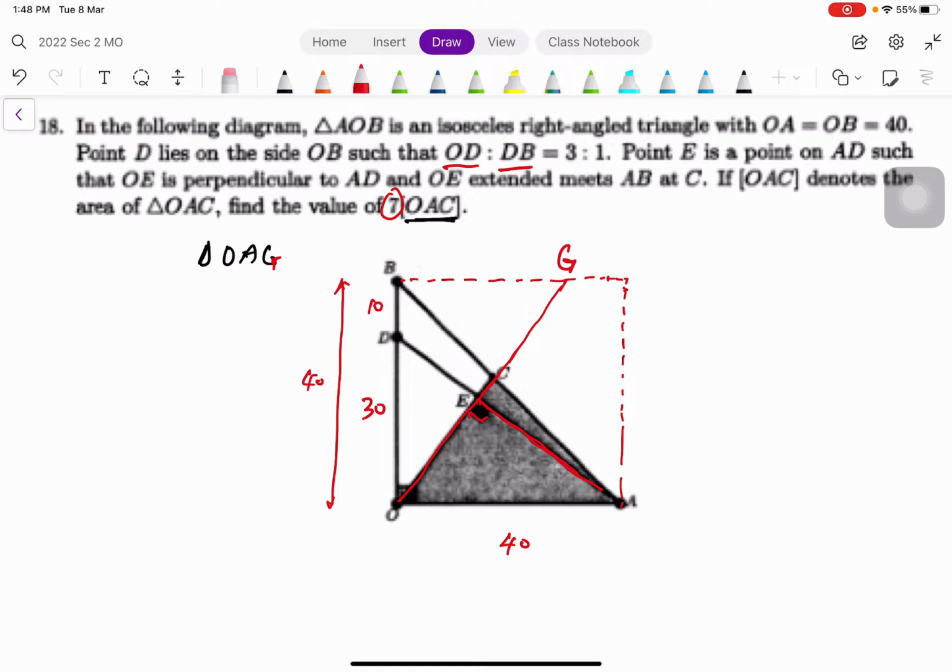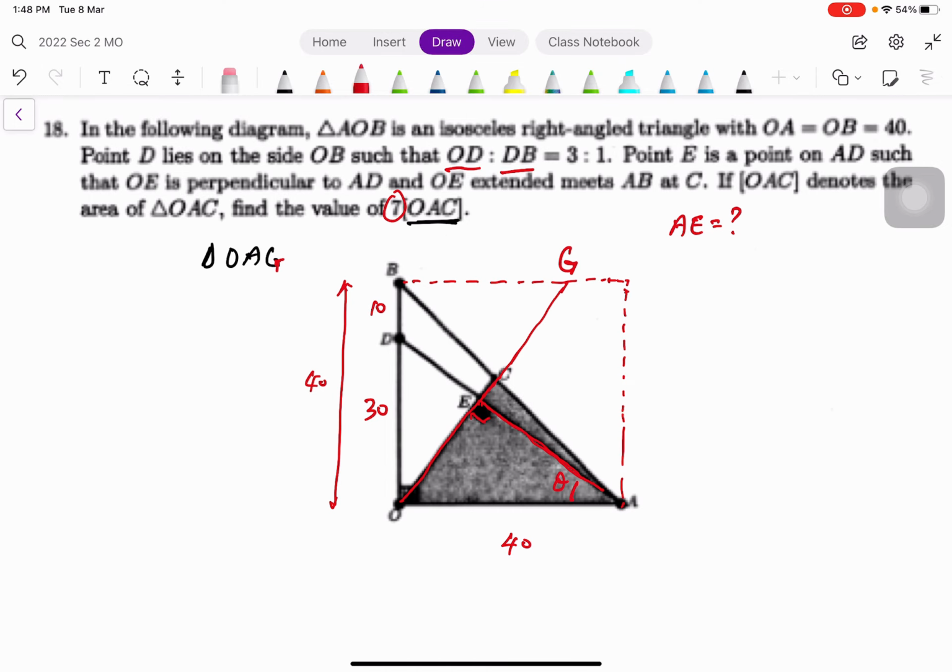Our job here is to get AE first. I want to get the length of AE, and see whether I can get it. Therefore, I want to introduce this angle, theta, and then this angle would be 90 degrees minus theta. In this case, can you see that this is also 90 degrees, and this angle here would be theta.